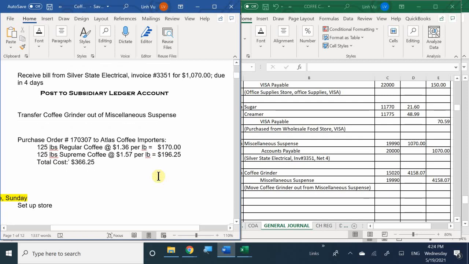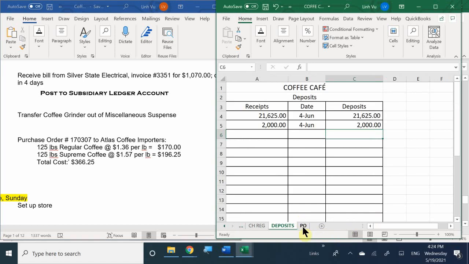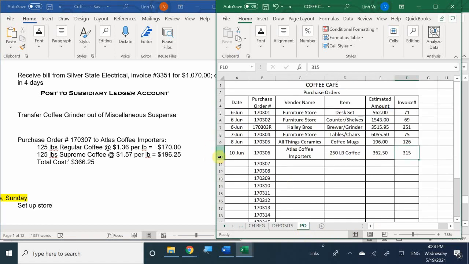Purchase order number 170307 to Atlas Coffee Importers. Okay. We got 125 pounds of regular coffee and 125 of Supreme coffee. Okay. Total cost $366.25. All right. What do we do with that? PO, General Journal. Yes. Purchase orders. Good.